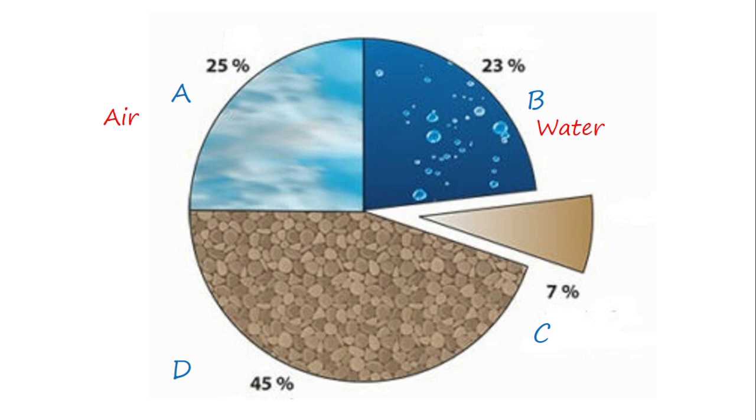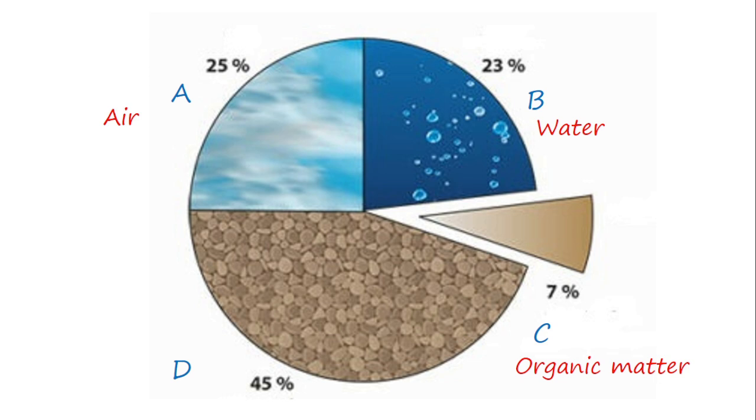Then the lowest component of soil we have is component C, which is about 7% to 5% depending on the soil. So what do you think is component C? Very good. So component C is organic matter. When we talk about organic matter, we have two types: living organic matter and dead organic matter.